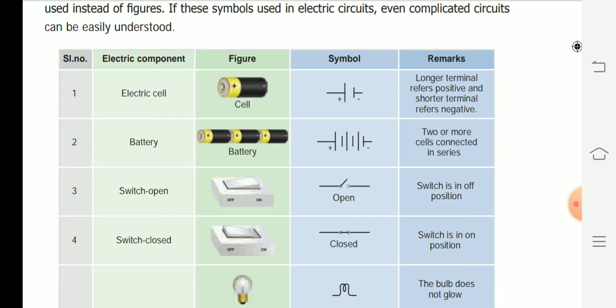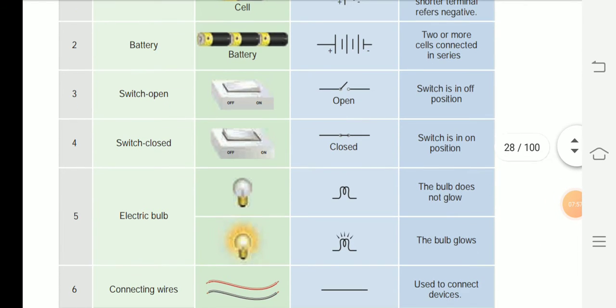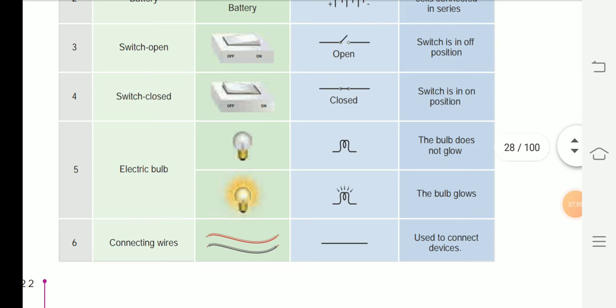When the switch is closed, it is in the on position. Okay, students, next one, the electric bulb. You know the bulb? Yes, the bulb does not glow. Next one, the bulb glows.